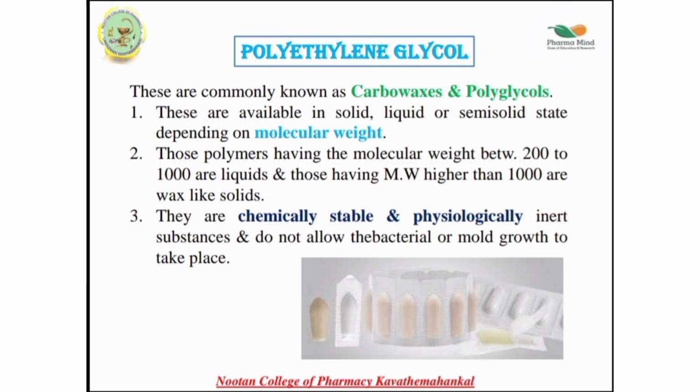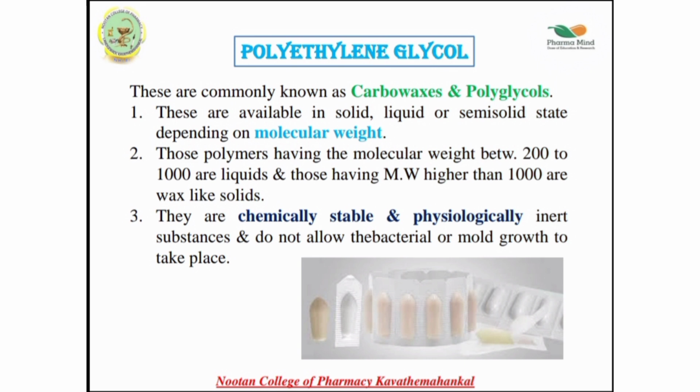The second type is polyethylene glycol. These are commonly known as carbowax and polyglycol. They are available in solid, liquid and semi-solid state depending upon the molecular weight. Those polymers having a molecular weight of 200 to 1000 are liquid. Those having a molecular weight higher than 1000 are wax-like solids. They are chemically stable and physiologically inert substances and do not allow bacterial or mold growth to take place.